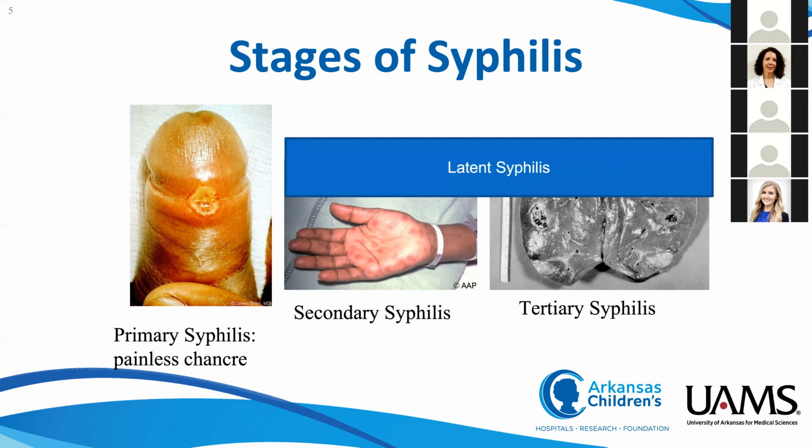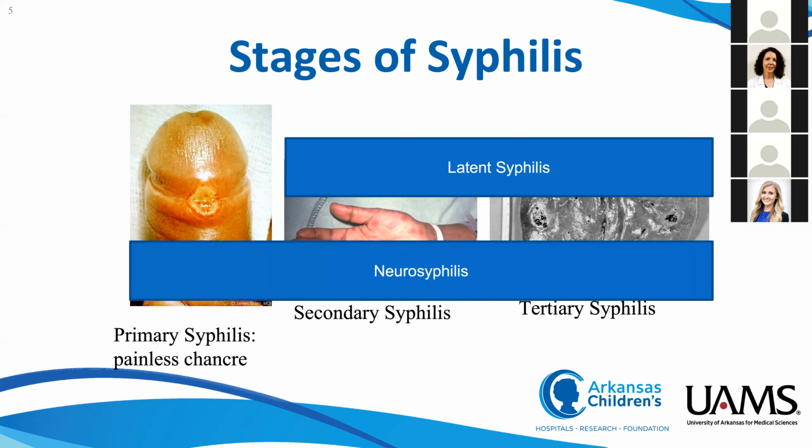In between those times, you have latent syphilis, where you have absolutely no clinical manifestations whatsoever, but you have a positive serologic test. So it's such a sneaky little organism. And then neurosyphilis can occur at any point in time along the spectrum. So somebody can come in with a chancre and actually have neurosyphilis at the same time. So it's a very interesting organism from that standpoint.